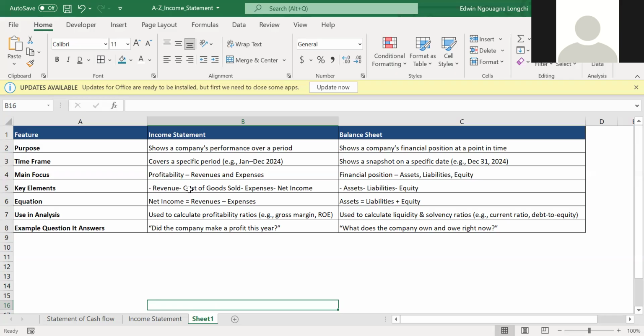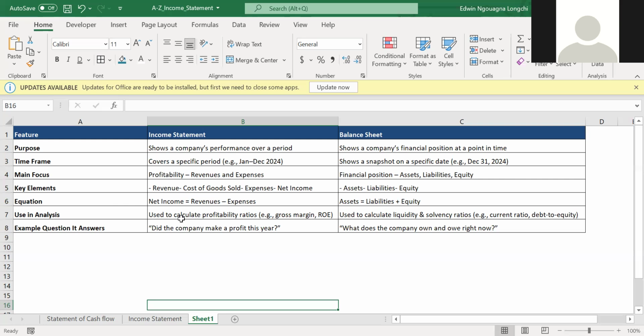And the elements that you mostly see on the income statement, you have the revenue, you have cost of goods sold, expenses, net income, things like that. But on the balance sheet, you always see three things. You see assets, you see liabilities, and you see equity.